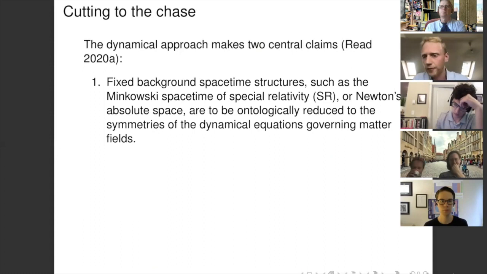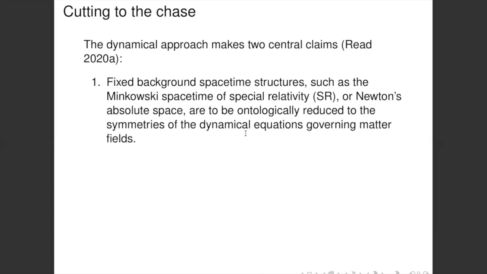The first is this, that fixed background space-time structures, such as the Minkowski metric of special relativity or Newton's absolute space in Newtonian mechanics, are to be ontologically reduced to the symmetries of dynamical equations governing matter fields. So in this sense, the dynamical approach, when it comes to fixed background space-time structures, is supposed to be some novel form of relationalism, whereby space-time is reduced to something to do with matter fields, in this case, to be reduced to the symmetries of the dynamical equations governing matter fields. Of course, I'll go through in much more detail what this is supposed to mean in a few minutes.